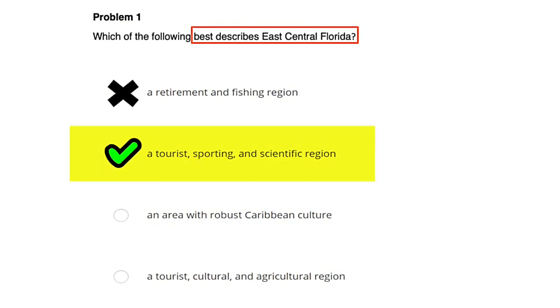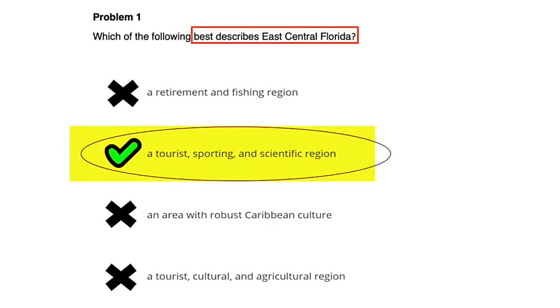What about option 3? An area with robust Caribbean culture. That doesn't describe as much about East Central Florida as our previous option did. What about a tourist, cultural, and agricultural region? It doesn't cover the things that we mentioned in the second option. Again, our second option describes it as a tourist location based on it being a spring break destination, a sporting location based on the Daytona 500, and the scientific region based on the Space Coast. It is the best description of East Central Florida.